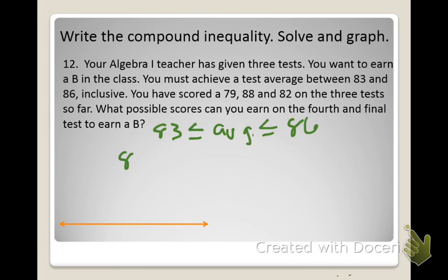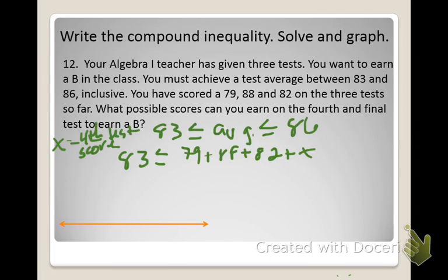So your average is going to be taking 79 plus 88 plus 82, which are your 3 tests, plus, what's the 4th test score? X. Right, you don't know what it is. So let it be X. And so we need to define X as the 4th test score. And since there's 4 numbers, we're going to divide all that by 4. And that's your average. And that has to be less than or equal to 86.